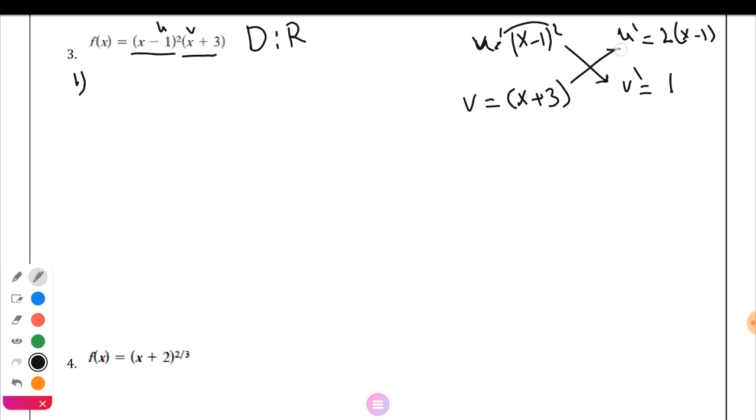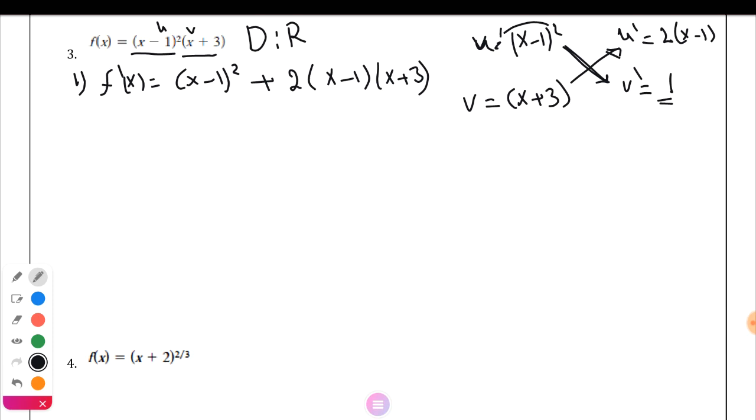Then use the product rule. Here, the derivative of the function equals 1 multiplied by the bracket (x minus 1) to power 2, so (x minus 1) all to power 2, plus the other product. I think it's easy, okay? Second step: find the zero of the derivative.